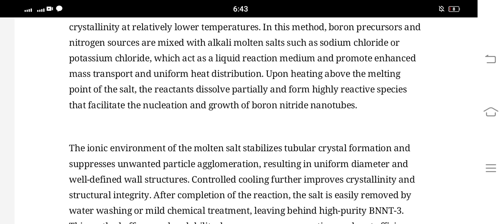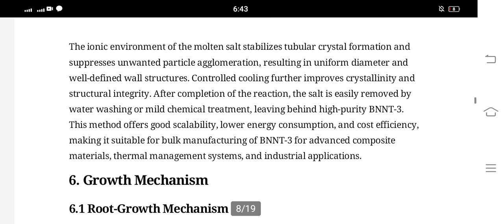Upon heating above the melting point of the salt, reactants dissolve partially and form highly reactive species that facilitate the nucleation and growth of boron nitride nanotubes. Thus, the ionic environment of the molten salt stabilizes the tubular crystal formation and suppresses unwanted particle agglomeration, resulting in uniform diameter and well-defined wall structures. Controlled cooling further improves crystallinity and structural integrity.